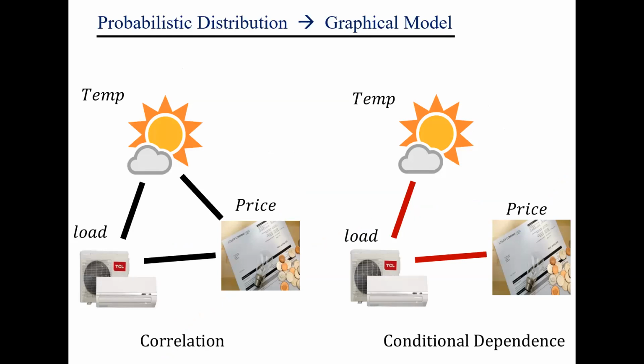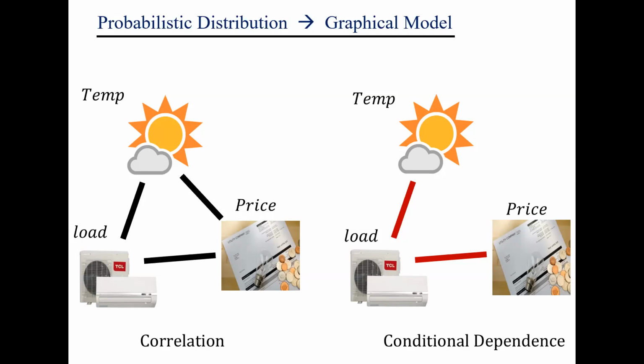So when we normally look at random variables, I think intuitively we think mostly along the lines of correlations. So for example, you have temperature data, you also have load data, and you have price data of your electricity bill. If you think about it, it is very intuitive to think that they are going to be correlated. You have a sunny day, the temperature is higher, your air conditioning is also operating a lot, and subsequently, the price on your electricity bill is going to be higher.